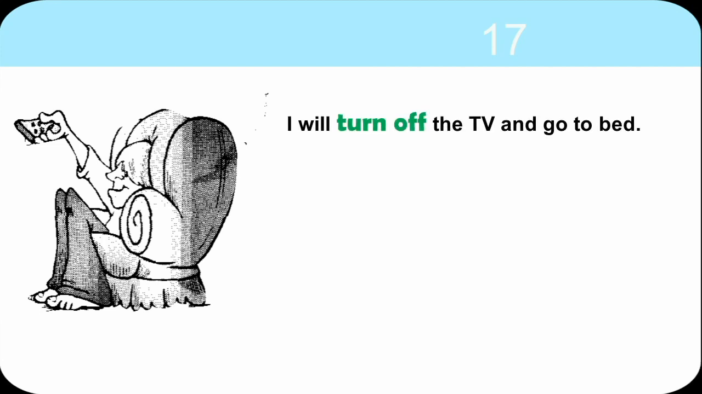In this example, you can see that this man looks sleepy. So he said, I will turn off the TV and go to bed. I will turn off the TV and go to bed. So the phrasal verb is to turn off, and it is put in the simple future in this sentence. So we can turn off TV, we can turn off the lights.